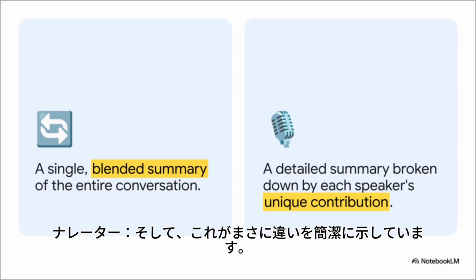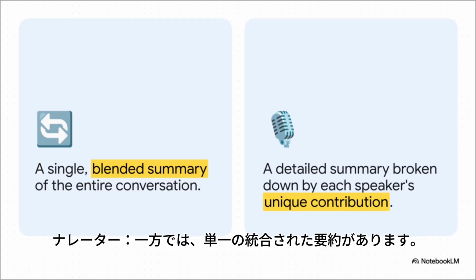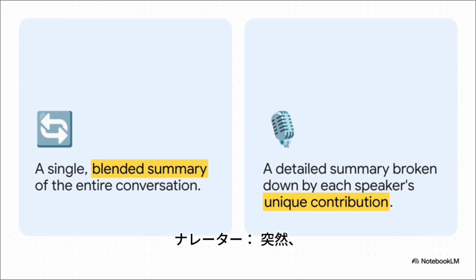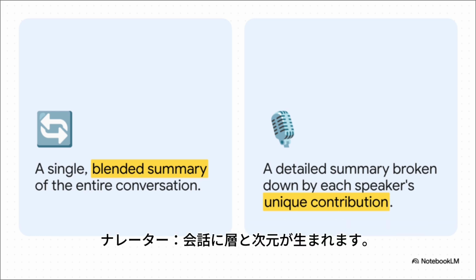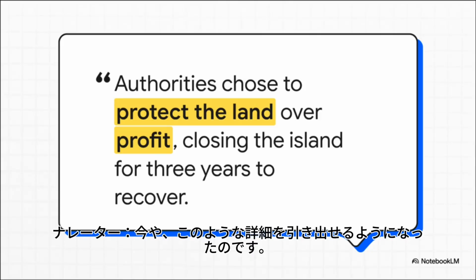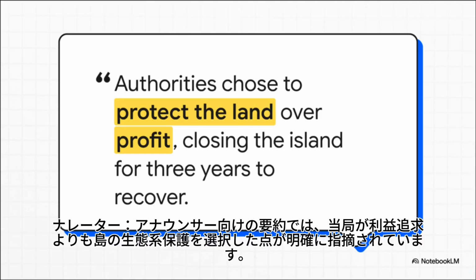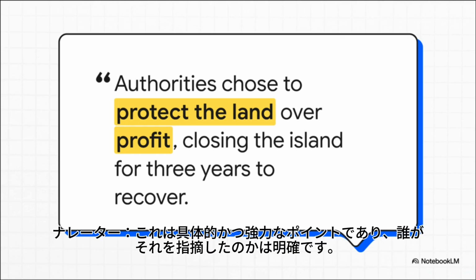And wow, this really shows you the difference in a nutshell. On one side, you've got that single, blended summary. But on the other, using a model like Mistral AI, you get this beautiful, structured breakdown, speaker by speaker. All of a sudden, the conversation has layers and dimensions. Just look at the kind of detail you can pull out now. The summary for the announcers specifically points out that authorities chose to protect an island's ecosystem over making a profit. That's a specific, powerful point, and we know exactly who made it.